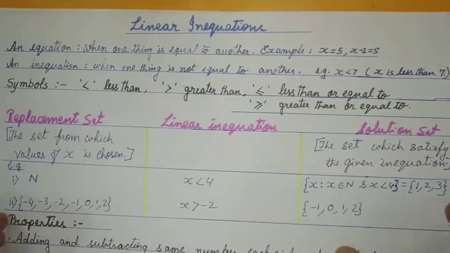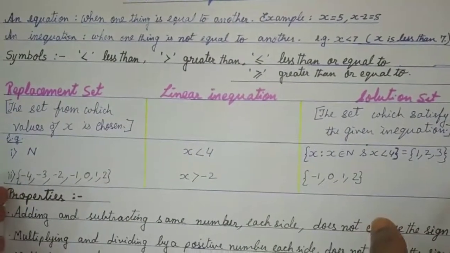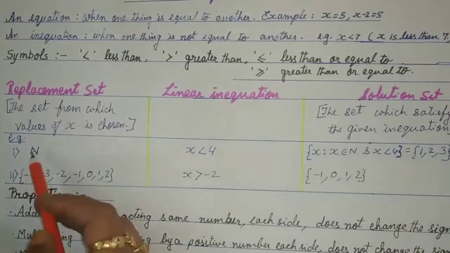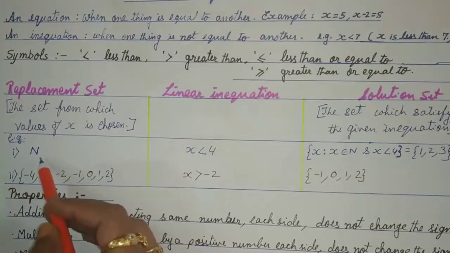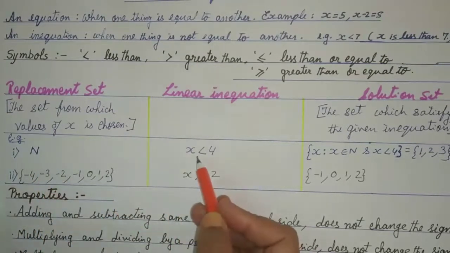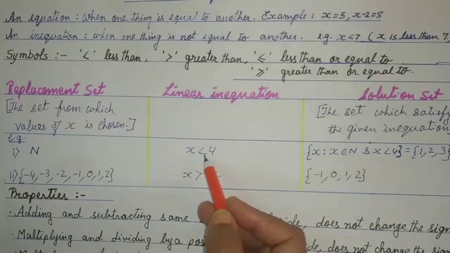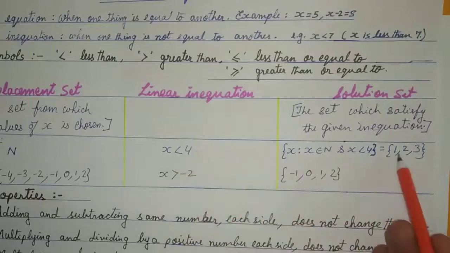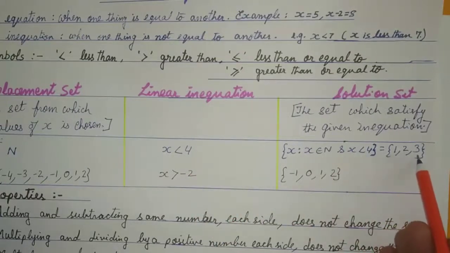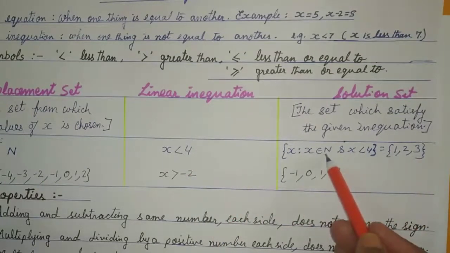Now I have taken 2 examples for you. In the first example, the replacement set is N, that means the natural numbers, and all the natural numbers start from 1. And the inequation is x is less than 4. So definitely what will be the solution set? Less than 4. So the values are 1, 2, 3, because your replacement set is N.